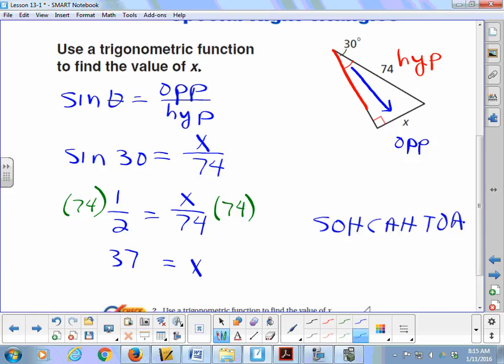Yes, Jaylene? Would it be possible to just cross multiply? Yes, you could. Yep. In some instances, depending on the ratio that we have. But since all I need to do is get rid of the 74, I'll just multiply by that. But yes, you can cross multiply if you prefer to do it that way.